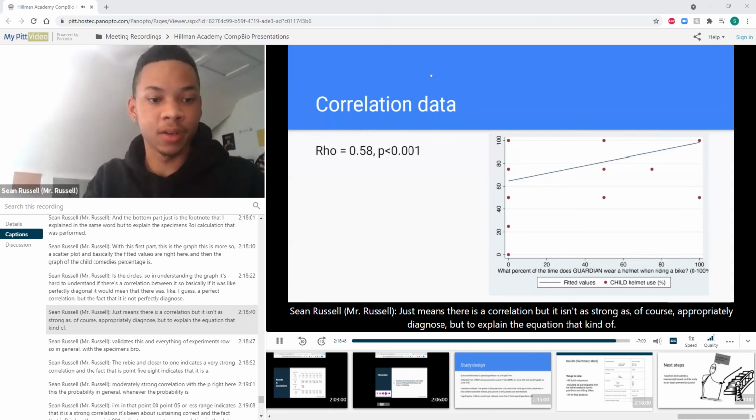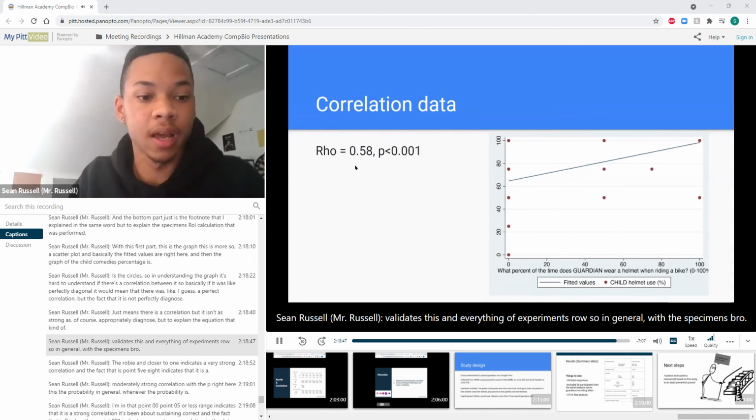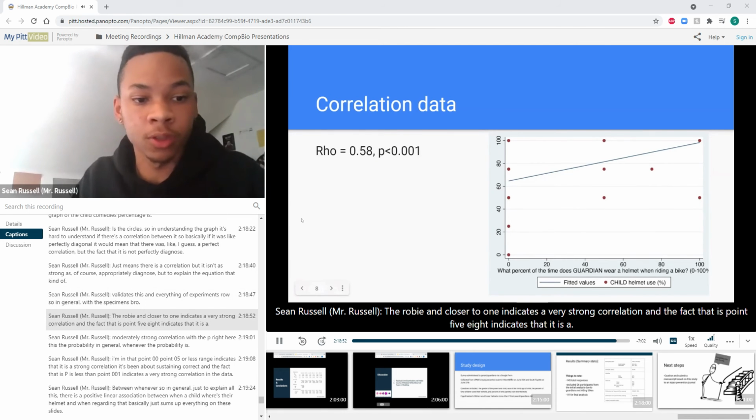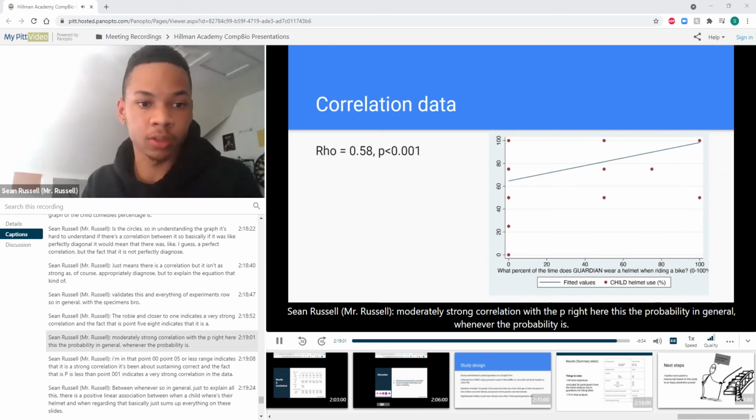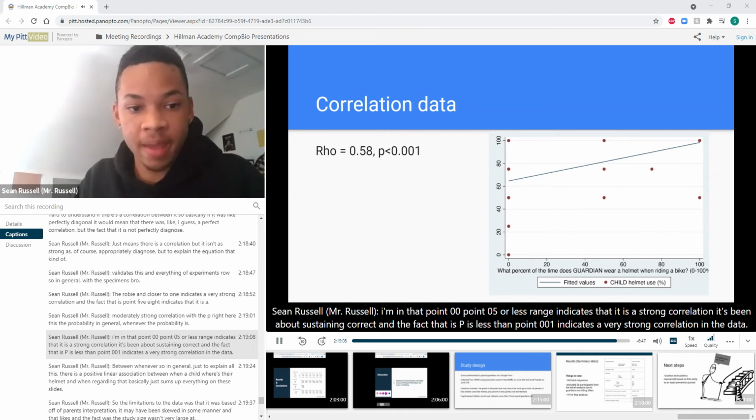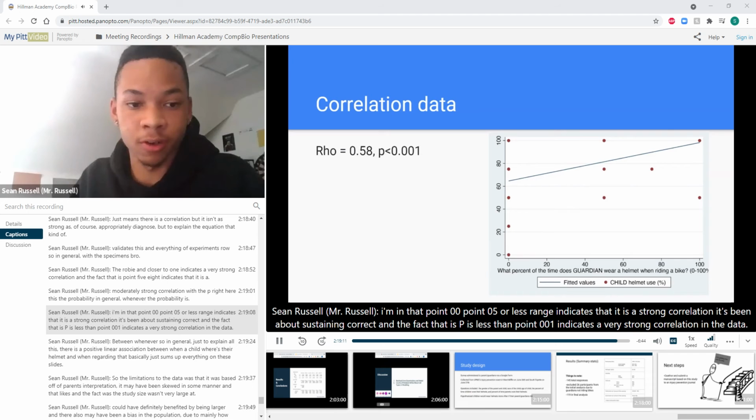But to explain the equation that validates this, the Spearman's rho. In general, with the Spearman's rho, the rho being closer to 1 indicates a very strong correlation. And the fact that it is 0.58 indicates a moderately strong correlation. With the P right here, this is the probability. In general, whenever the probability is in the 0.05 or less range, it indicates a strong correlation supporting the hypothesis being correct. And the fact that P is less than 0.001 indicates a very strong correlation in the data.